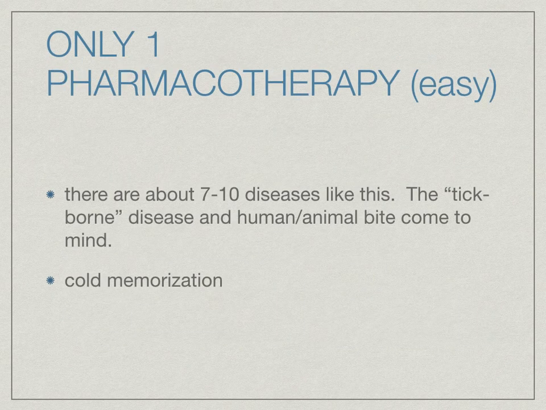So if the patient has a disease that has only one pharmacotherapy, it's usually an infectious disease that we're talking about. There are about 7 or 10 of those that are like that. The tick-borne diseases come to mind, and a human or animal bite come to mind. There are some others. You really got to cold memorize these, and I will go over this in a future video.